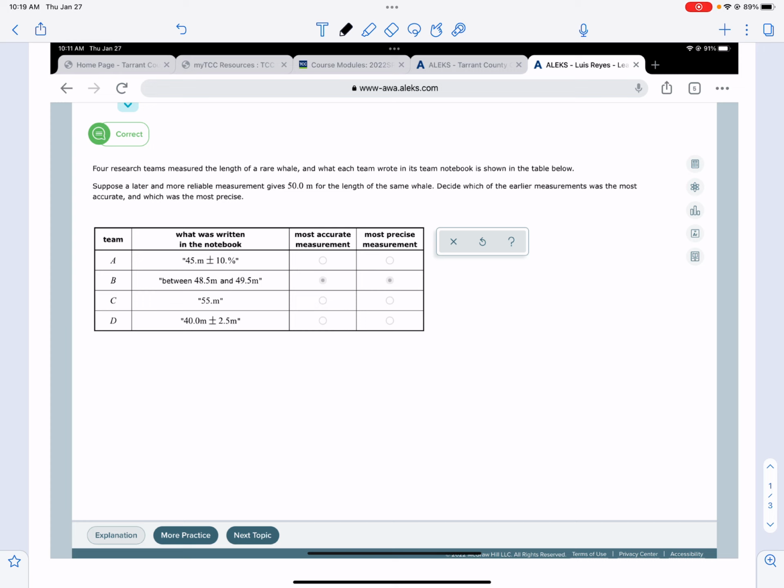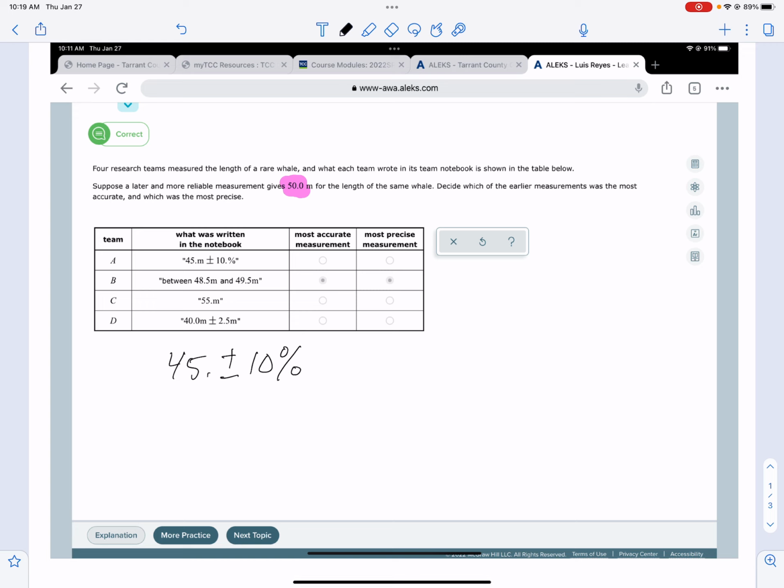How do we know that B is the most accurate and also the most precise? Let's start with this. The most accurate has to be as close as possible to the true value, which is 50. So let's look at A. A is 45 plus or minus 10%.